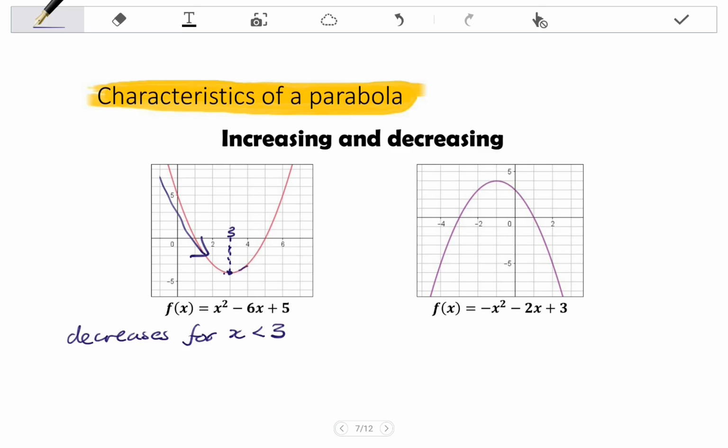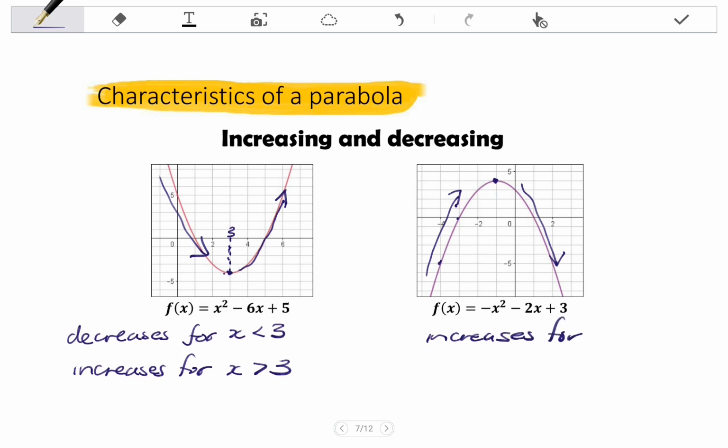Okay? So, x is less than 3. But then after the turning point, the graph increases again. So as I move from left to right, the y values are increasing. So it increases for x is greater than 3. The graph on the right starts by increasing. Okay, so as we move from left to right, the y values are increasing. That changes again at the turning point. So it initially increases and then it decreases. It changes at the turning point whose x coordinate is -1. So where x is less than -1, it increases, and it decreases for x greater than -1. So both graphs increase and decrease, but at different points on the graph.